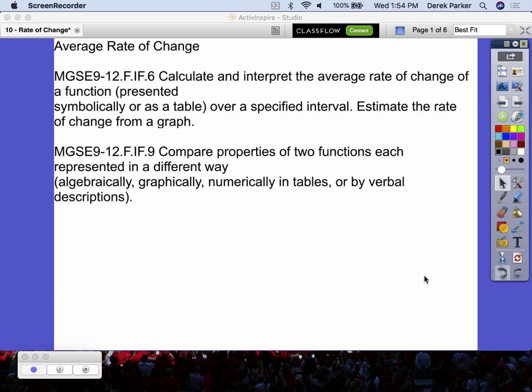Last standard of this unit, IF 6 and 9, you are going to learn about how to calculate and interpret the average rate of change and comparing rate of change.